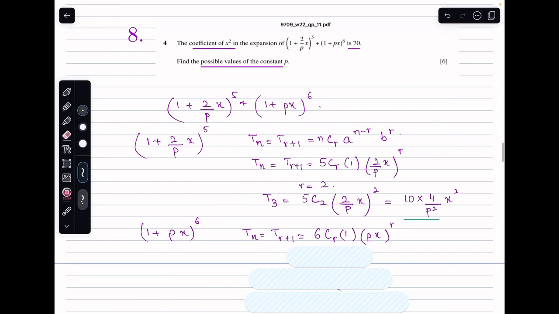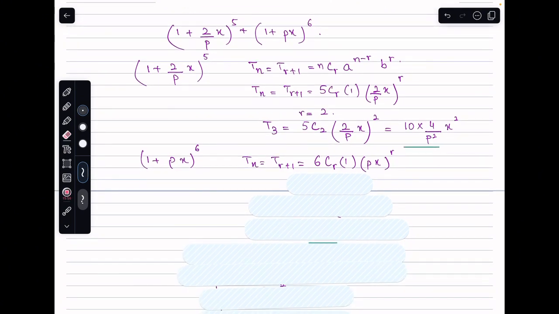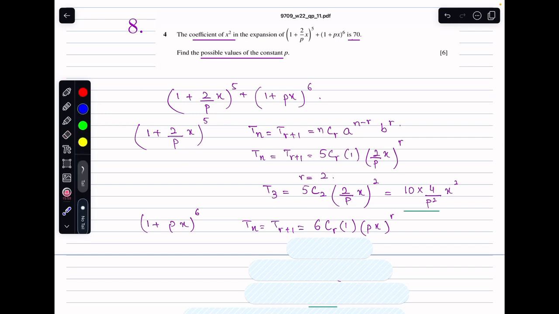Now solving for (1 plus px) to the power 6. Now here again I shall be using the term formula, and with respect to the term formula, the n value is 6. Substituting n as 6, I should say that Tr plus 1 equals 6Cr into 1 into (px) to the power of r here.